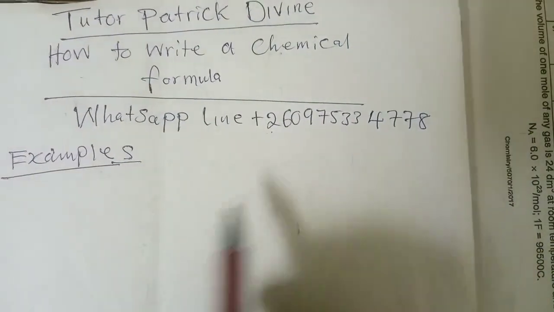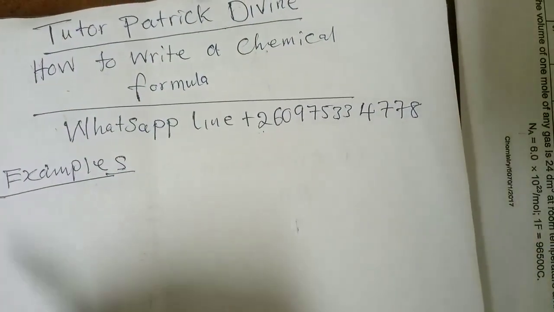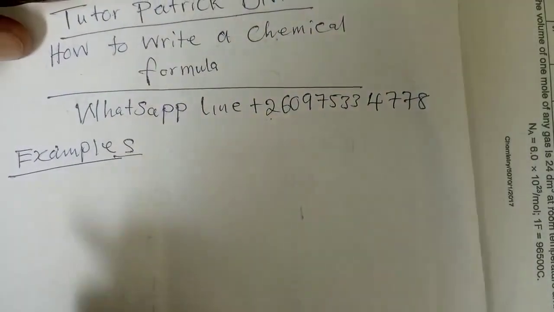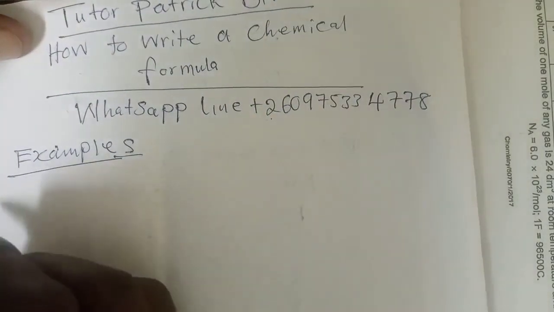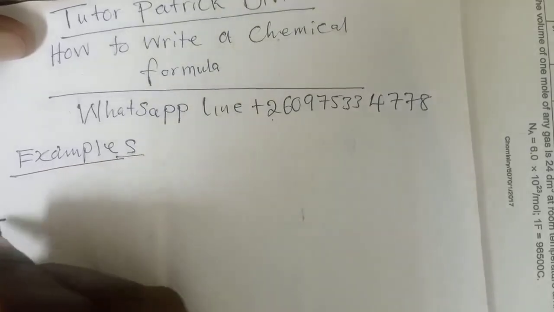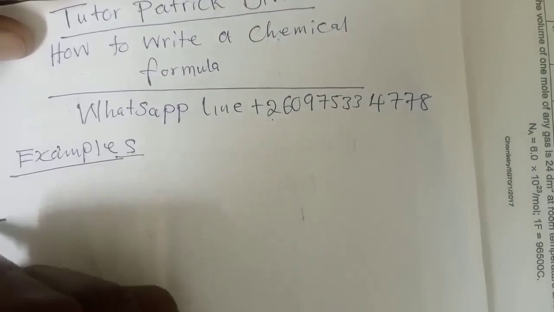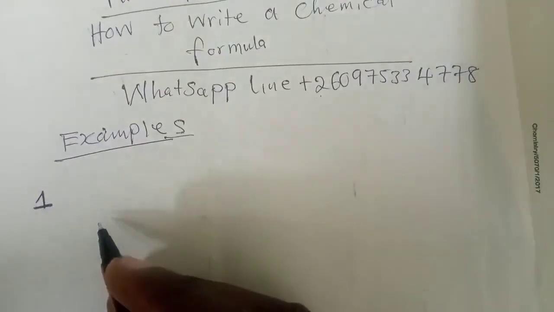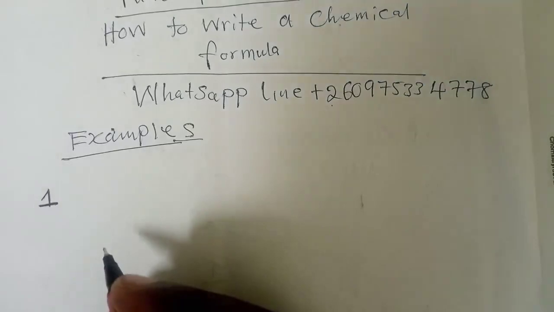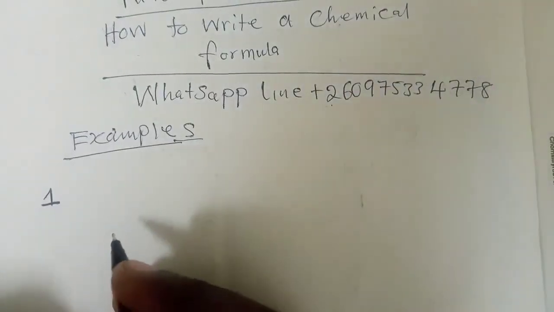So we're looking at chemical formula, as we said. For example, we have this as our example one. I explained already about this in the previous videos. This is part 3 of the chemical formula.